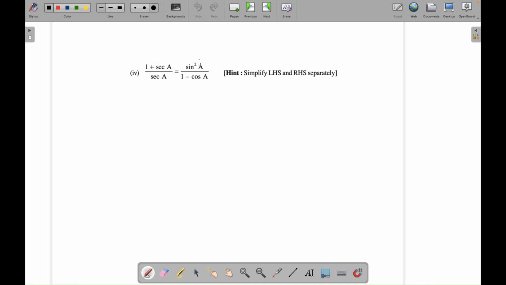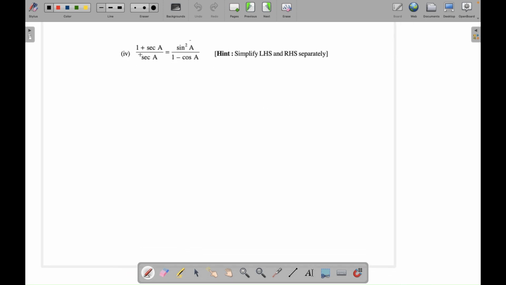Next question: we have to solve (1 plus sec a) upon sec a is equal to sine square a upon 1 minus cos a. So there's a hint that we need to simplify LHS and RHS separately. Right, so we have to arrive at some answer using this left hand side and then solve this RHS to get the same answer. Right, so see here you have sec a and here you have sine a and cos a.